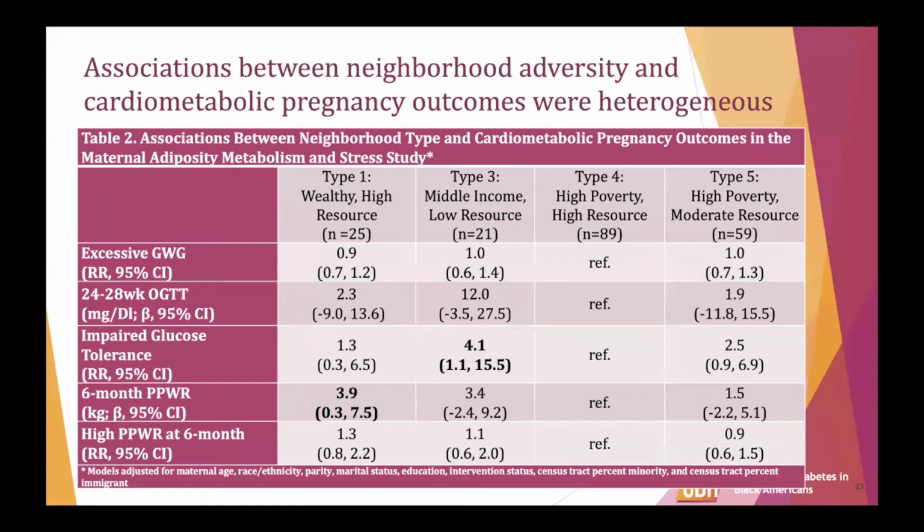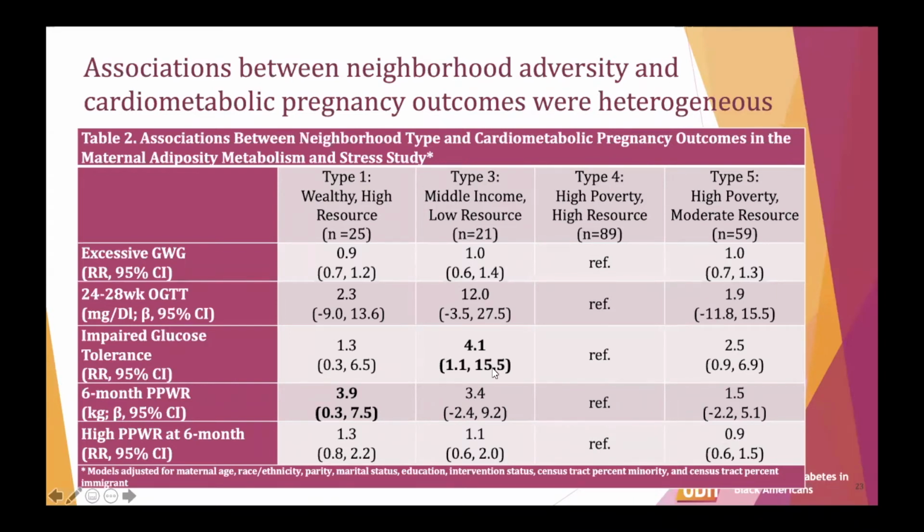Moving on to look at the main associations between neighborhood type and the outcomes of interest. I did use the high poverty, high resource neighborhood type as a reference category, given that most women lived in that neighborhood type. And we can see that significant associations weren't across the board, which we wouldn't necessarily expect.